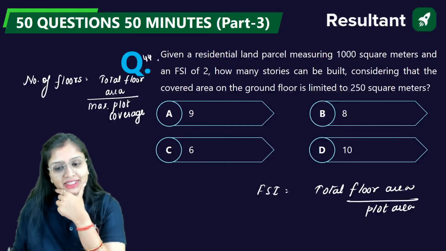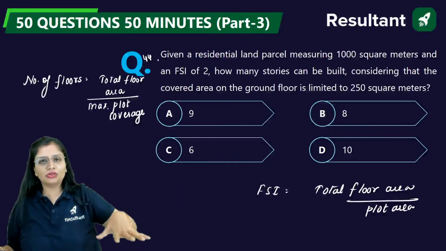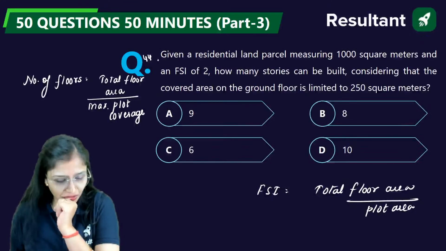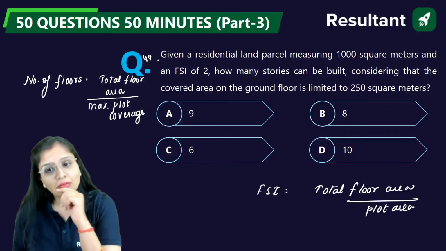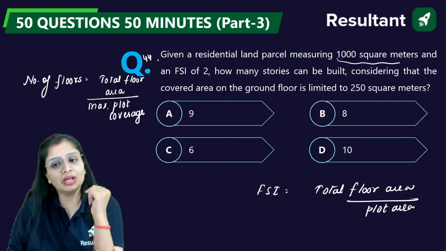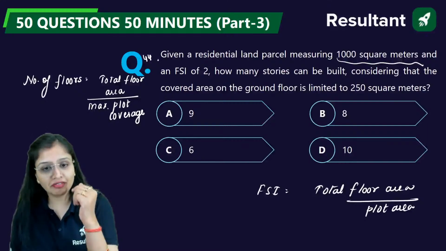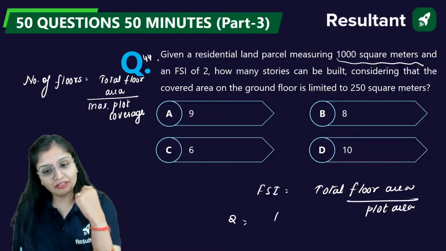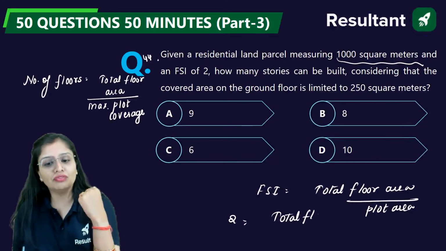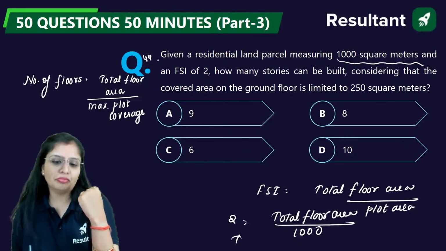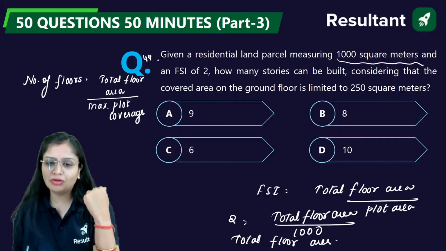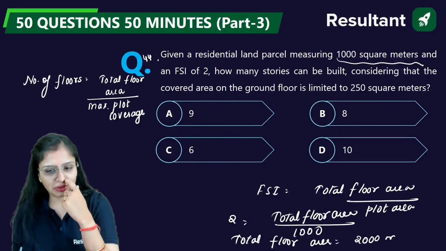Floor space index. What is that? How much is the total floor area and how much is the plot area? Now in the question, what is given to you? Plot area is given to you as 1000 square meters, but floor area is not given. FSI, floor space index, is given as 2. So first you will calculate the total floor area. Plot area is given as 1000, so the total floor area will come out to be 2000 square meters.